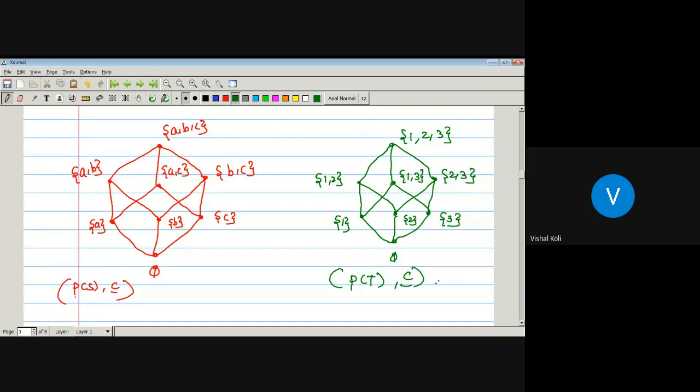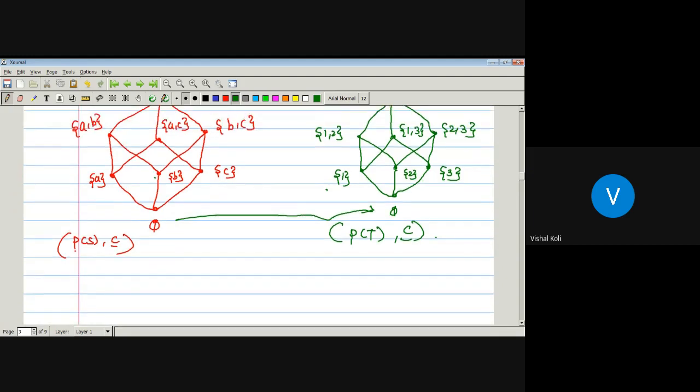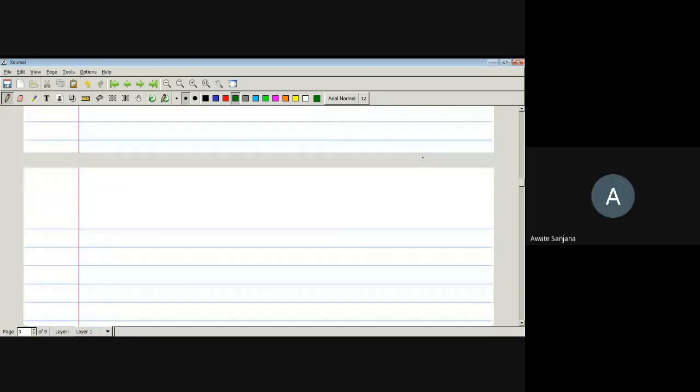Now phi is replaced by the image of phi, which is phi itself. F of A is nothing but singleton 1, F of B is nothing but singleton 2, F of C is nothing but singleton 3, and so on. F of ABC is nothing but 1, 2, 3. So in this way, if S and T are any two sets having the same number of elements, then the power set of S with the inclusion relation and the power set of T with the inclusion relation will be 2 lattices. Then these 2 lattices are always isomorphic. Any doubt? No, sir. Okay.